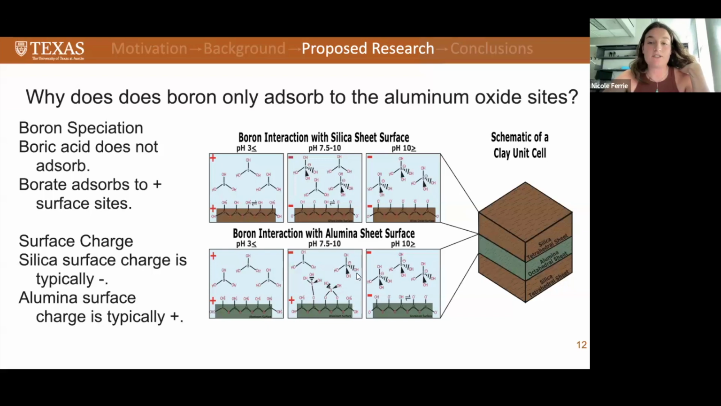So at intermediate pHs, which we see in subduction zones, for silica oxide, the boric acid isn't going to adsorb, and the negatively charged borate is going to be repelled from the surface of the silica oxide. But looking at aluminum oxide, we see that, again, boric acid won't adsorb, but the negatively charged borate will be attracted to the positively charged aluminum oxide surface sites, which leads to boron only adsorbing to aluminum oxide sites in subduction zone systems.